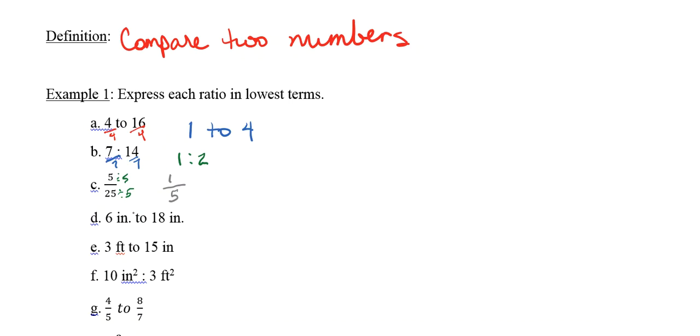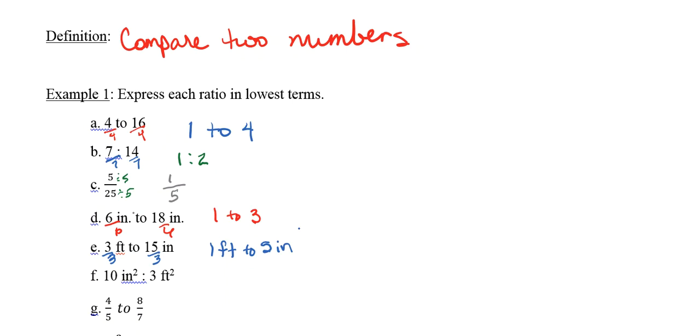So 6 divided by 6 is 1. 18 divided by 6 is 3. And I don't need the units because they're the same. So it's a 1 to 3. On the next one, they do have the units. So I have feet and inches. If I want to keep them that way, I'm going to go ahead and divide by 3. I'm going to end up where I have to put down 1 foot is 5 inches. So every 5 inches on the smaller one is a foot on the bigger one.